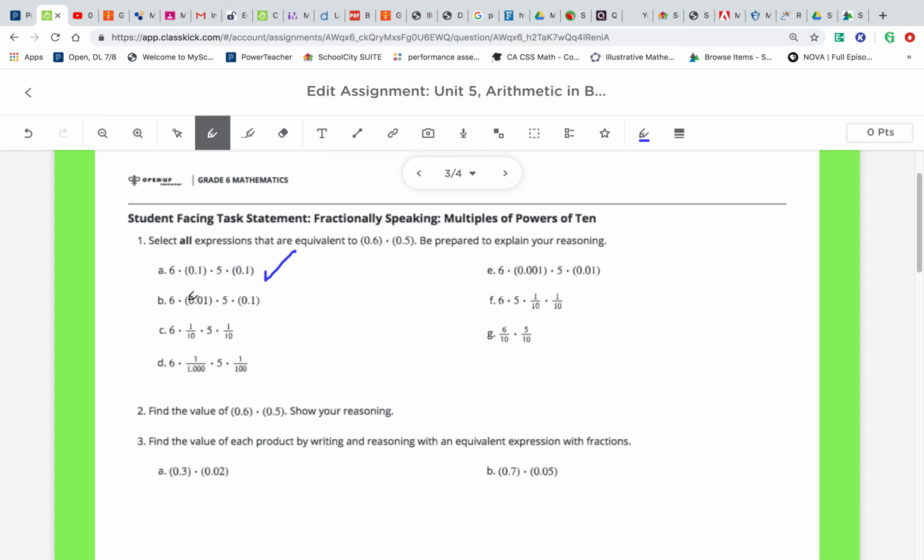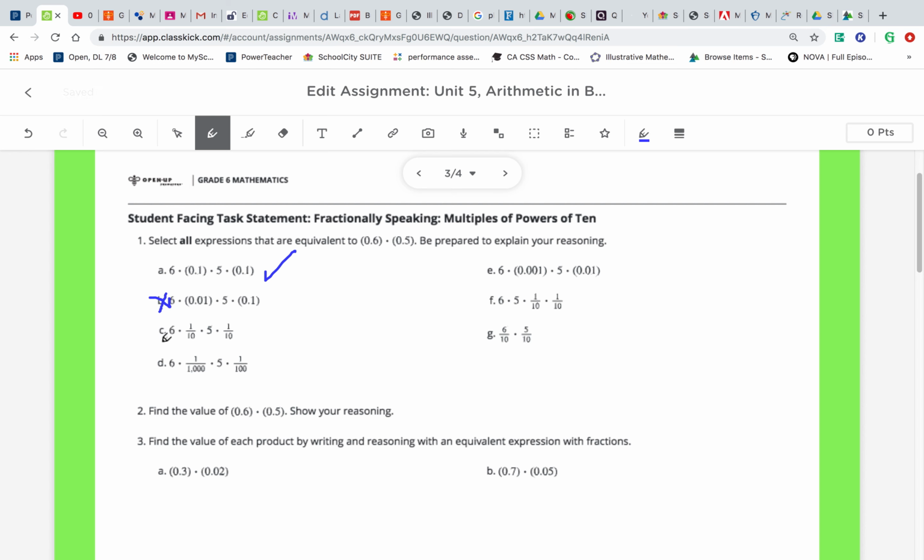6 times 0.01. Well, if you remember from the last activity, this is 1/100th. This would be 6/100ths. That's not this. This is 6 tenths. This would be 6/100ths. So we are going to put a big X next to that one. That's not going to work.